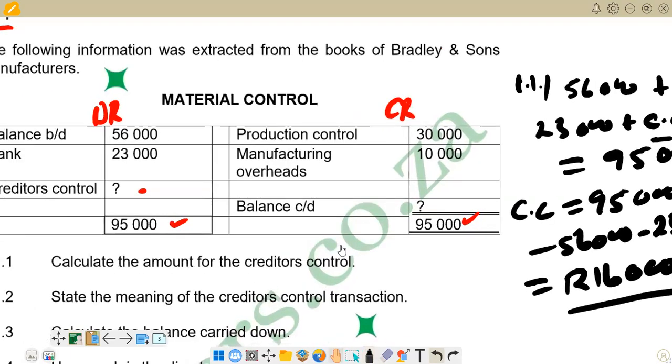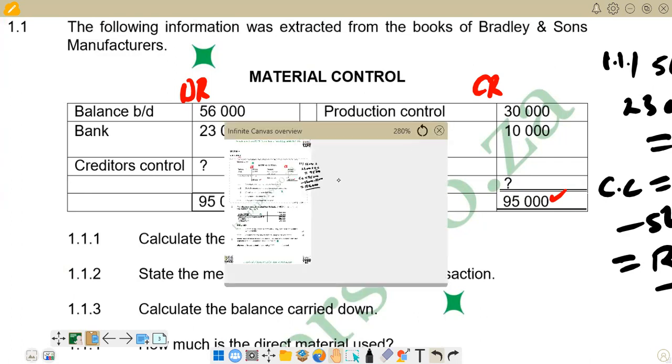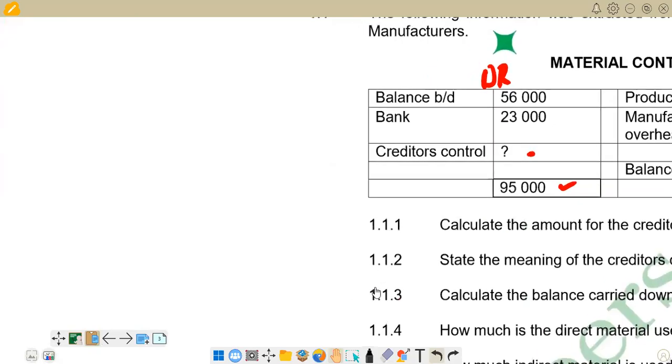Then we can go to the next question, which says, state the meaning of the creditors control transaction. The creditors control transaction represents the amount that we are owing as a business. Remember, we are buying goods from suppliers. When we buy on credit, it represents this figure for creditors control. So for 1.1.2, the explanation that we can give is that it's material purchased on credit.